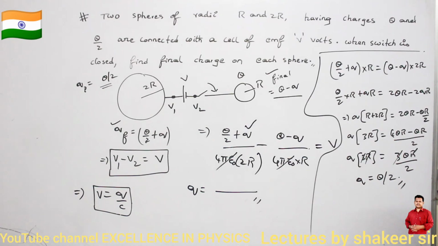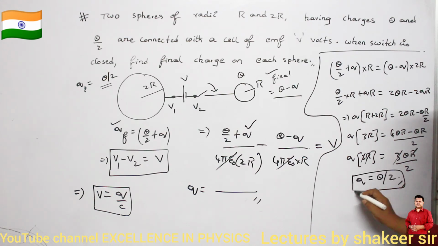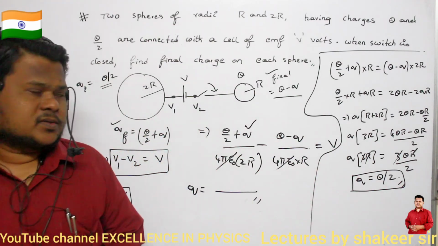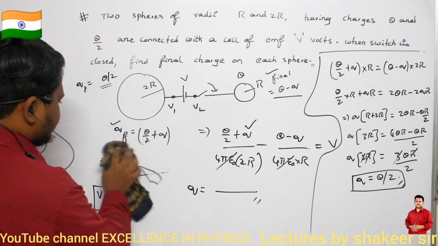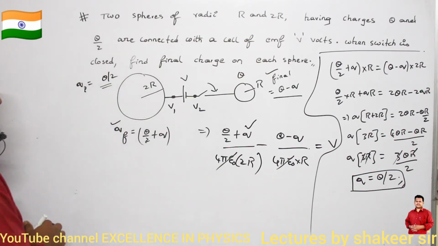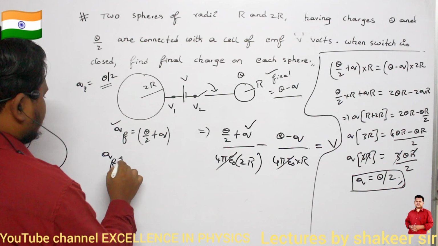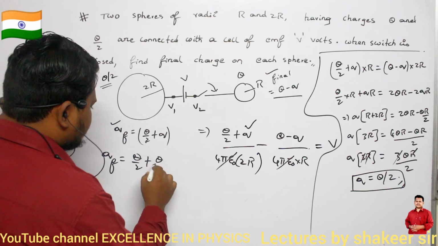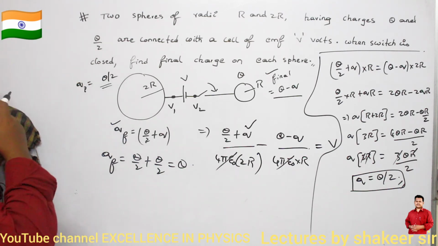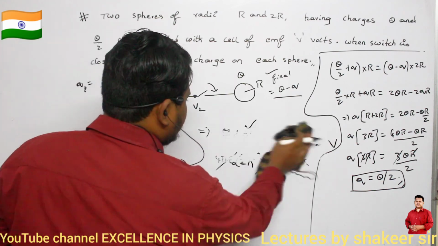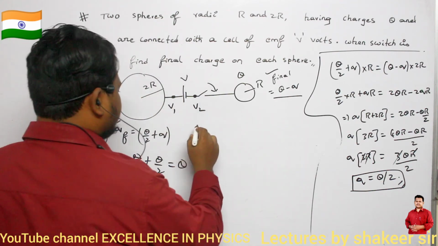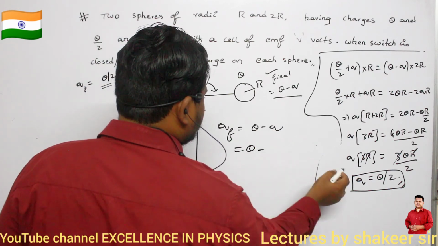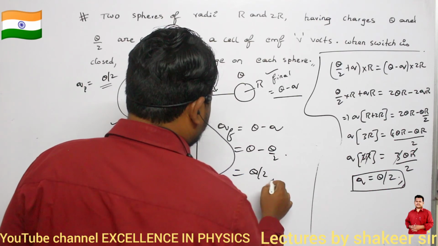Okay, so this is the amount of charge which is transferred from one sphere to another. Now just substitute these values. What is the final charge present on the first sphere? Q final is equal to Q by 2 plus q, that is, Q by 2 plus the charge transferred, which gives Q. So Q amount of charge is present on the first sphere finally. Similarly, the final charge on the second sphere is Q minus q, and that value is Q by 2.